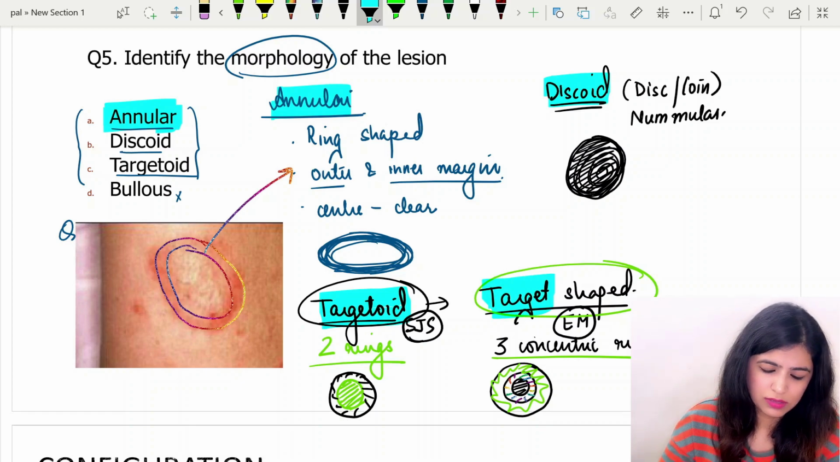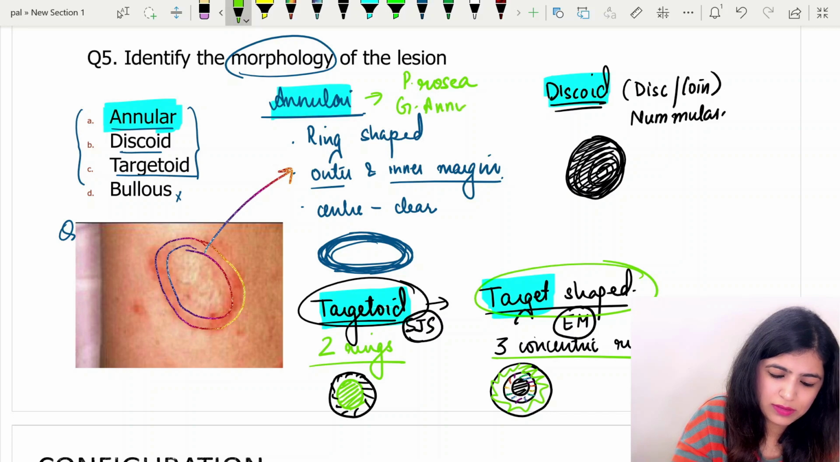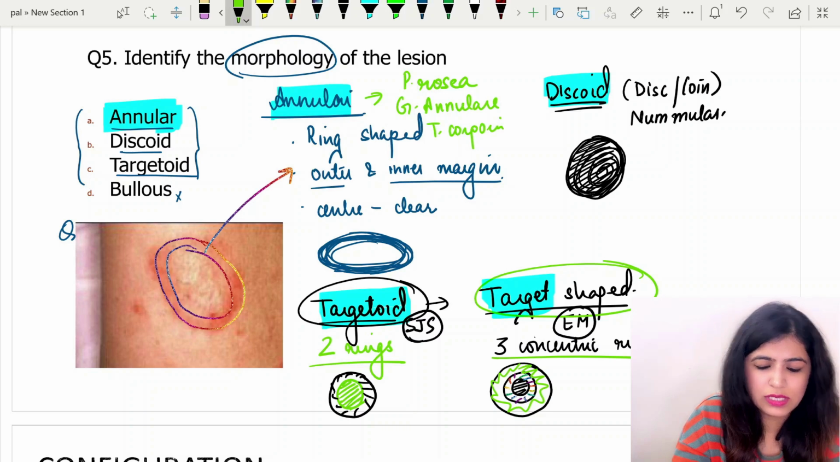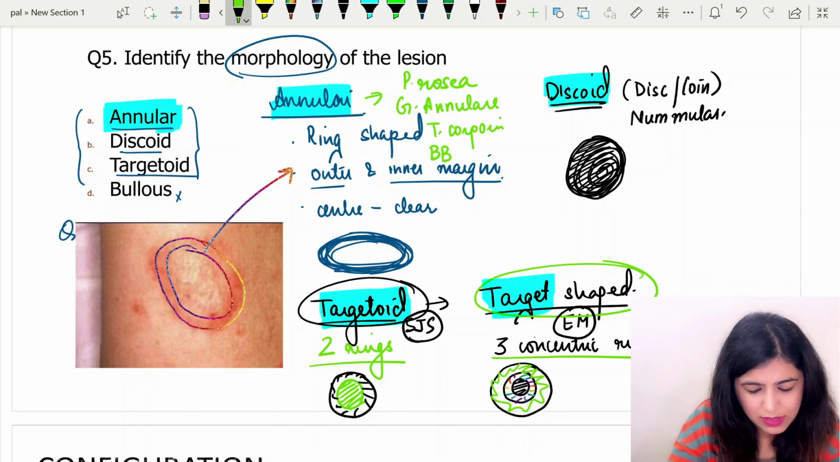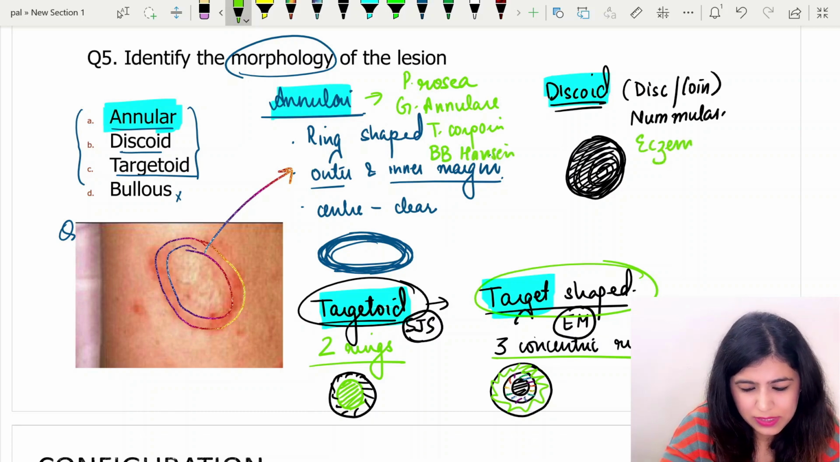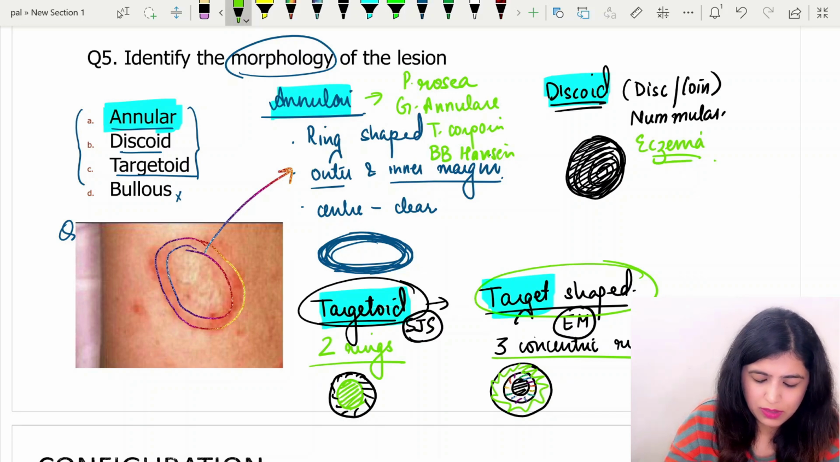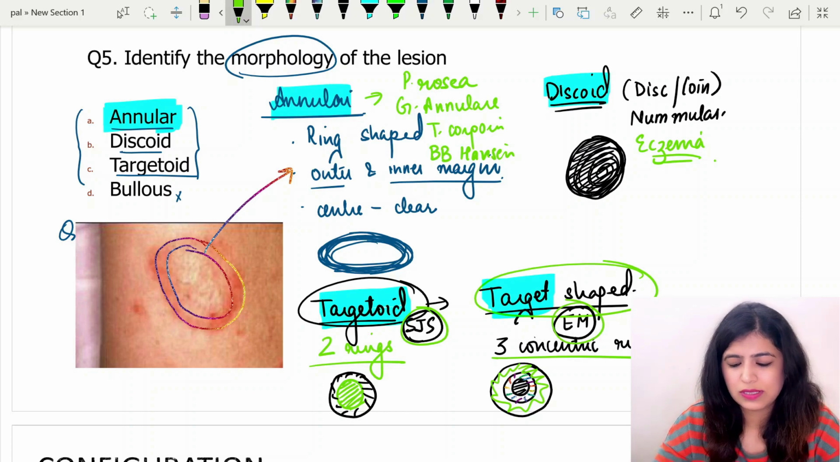Clear to everyone? The examples for annular lesions are classically pityriasis rosea, granuloma annulare, and tinea corporis. So these are classic examples of annular lesions, even borderline Hansen's. Discoid is generally seen in atopic eczema. Targetoid, I already told you, is Stevens-Johnson syndrome. Target lesions are seen in erythema multiforme.